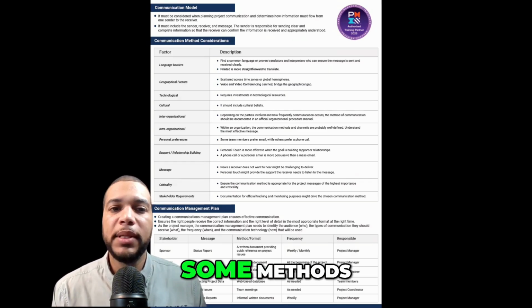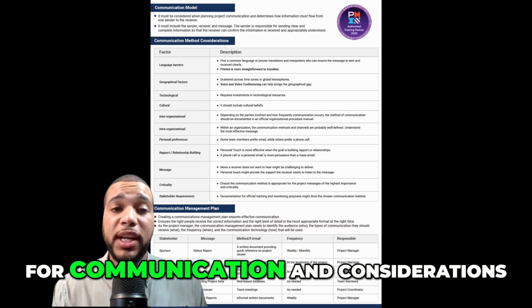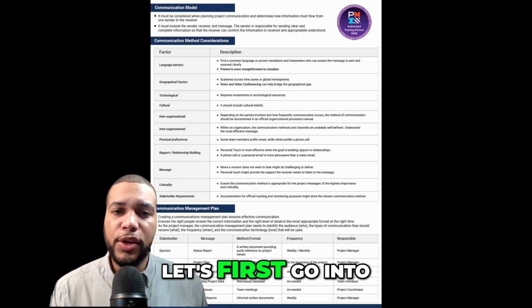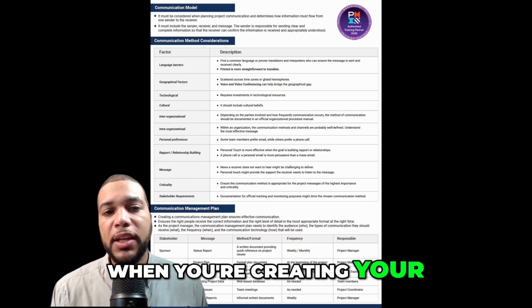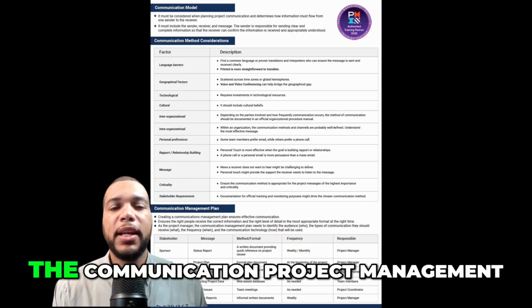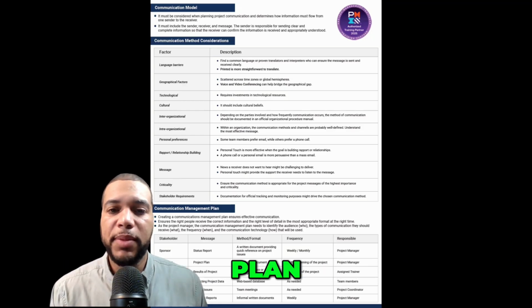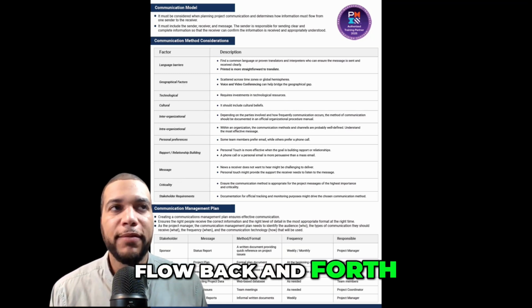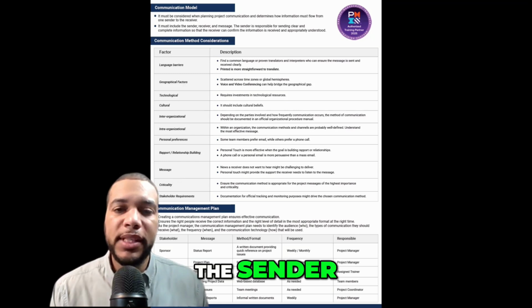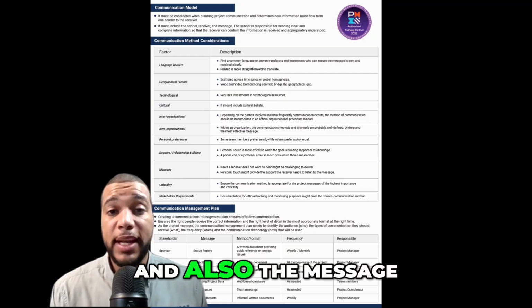So let's look at some methods for communication and considerations that you're going to have. Let's first go into the communication model. It must be considered when you're creating your project management plan and the communication management plan, because it determines how your information is going to flow back and forth. You must include the sender, receiver, and also the message.